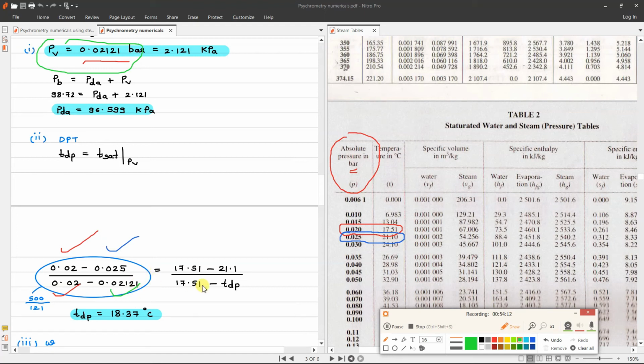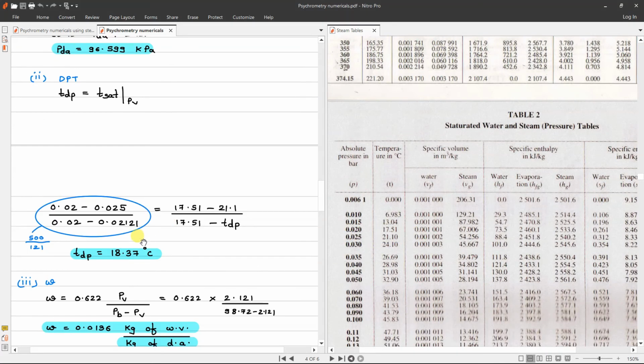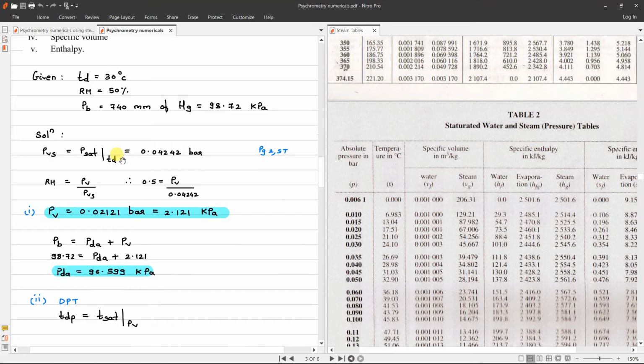Corresponding, we have to write down the temperature value. Okay, corresponding to 0.02 bar, what is the temperature? Saturation temperature 17.51. Then for 0.025 bar, what is the temperature? Saturation temperature 21.1. 21.1 divided by, again for 0.02, 17.51 degree Celsius, minus, for this PV we have TDP. So from here, by linear interpolation, we can calculate the TDP value. Okay, so this is about the second part of the numerical.